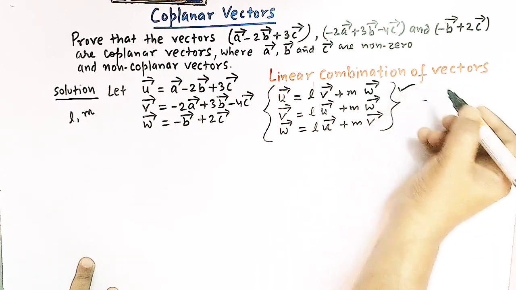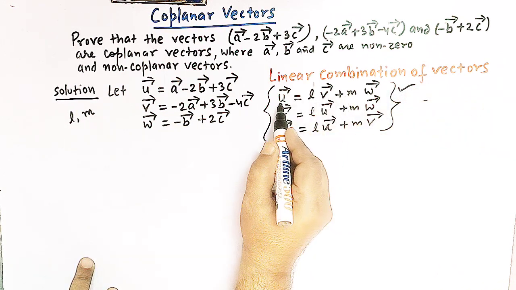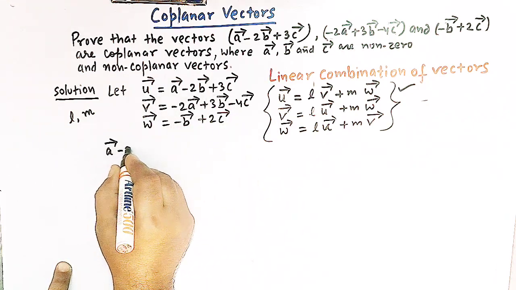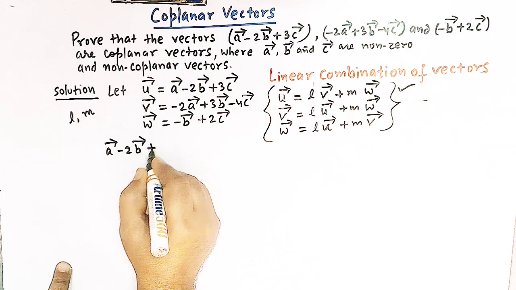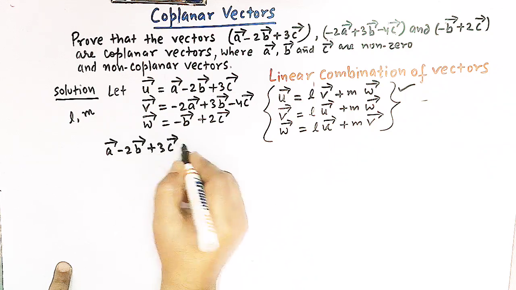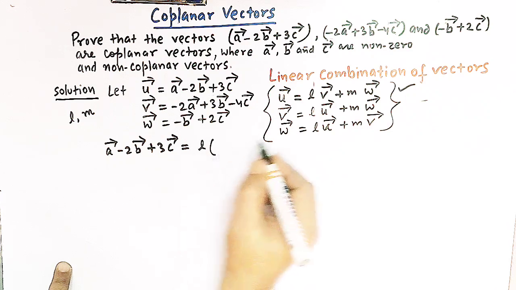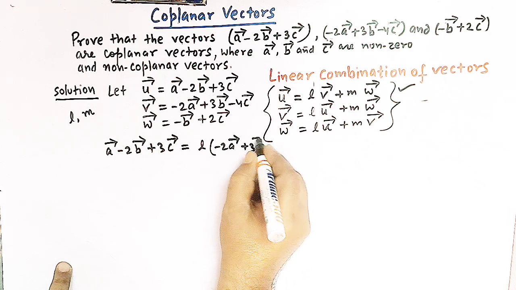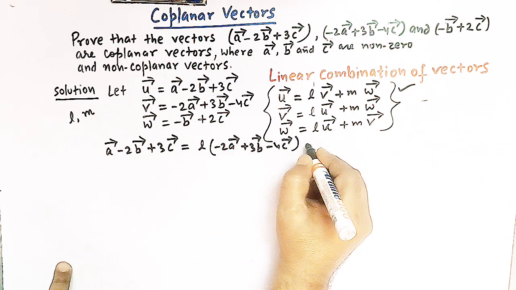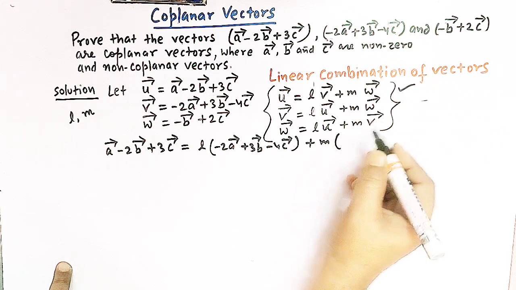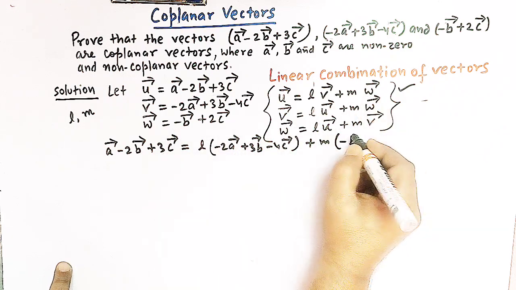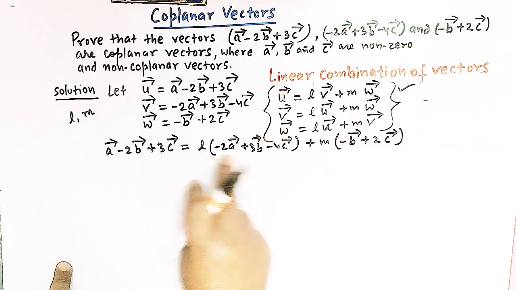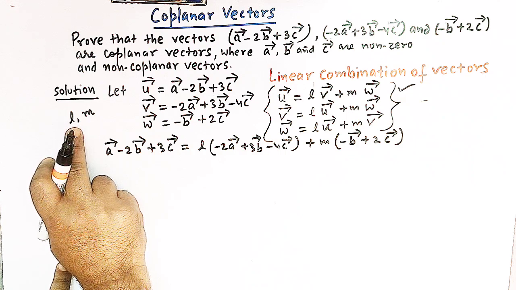Here let us make use of this representation. u is given by this vector, so we can write vector a minus 2 times vector b plus 3 times vector c equals l times vector v, that is minus 2a plus 3b minus 4c, plus m times vector w, that is minus b plus 2c. Remember here l and m are two scalars.